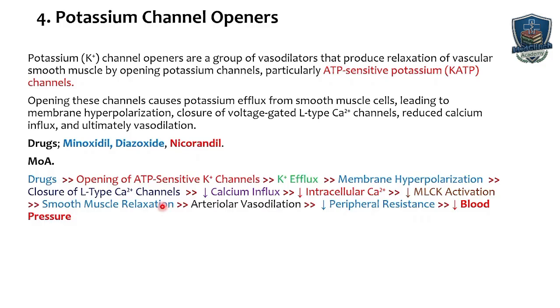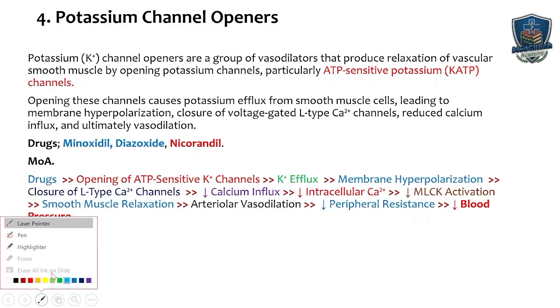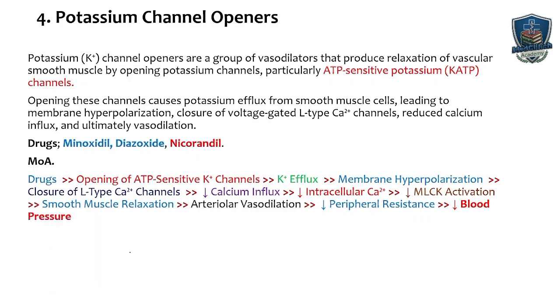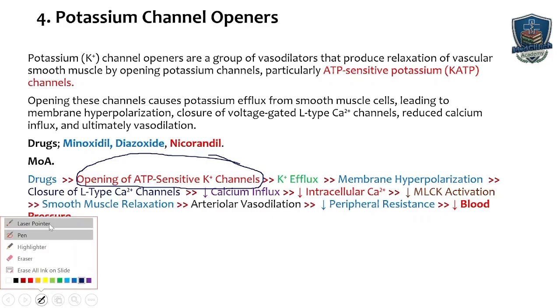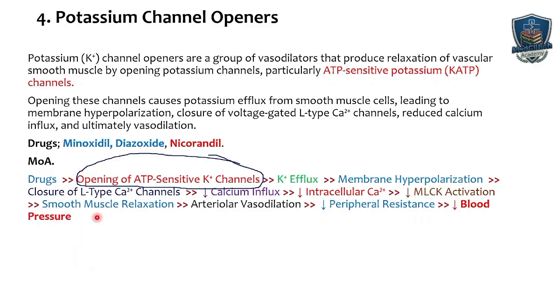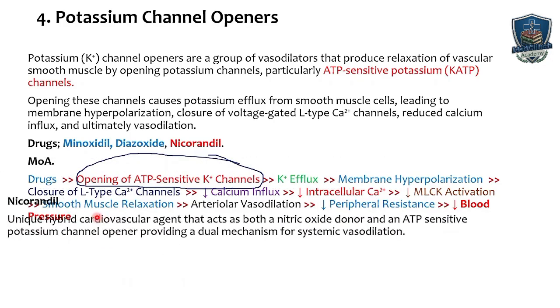So that's how these drugs work. They work in this section. Let me take my marker pen. So these drugs, they work here. Let me take black. So this is the way they work. They open ATP sensitive potassium channels. When they open these channels, they will finally lead to a decrease in blood pressure. So that's something that you have to note when it comes to using this drug.